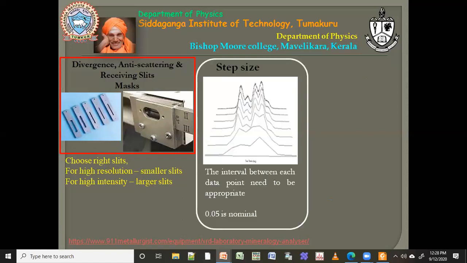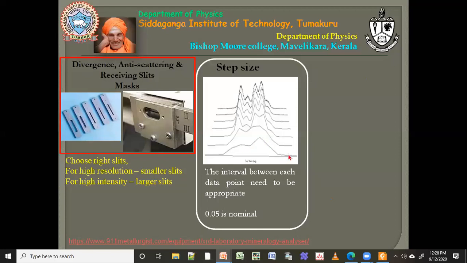The next thing you are supposed to take care of is your step size. If you have some peaks in between, and I take the 2 theta range as something like 2 degrees, so from here to here it is just 2 degrees, and I take only 10 points, then what happens? You will get 10 points. It may give you only 2 peaks.